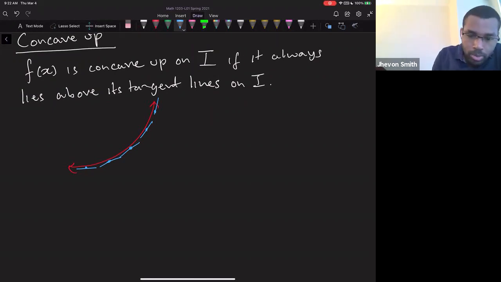Not all functions will have that property. When sketching, the tangent line would kind of cradle the function. It'll be on the bottom. The function itself will be up on top of the tangent line. So that's called concave up.